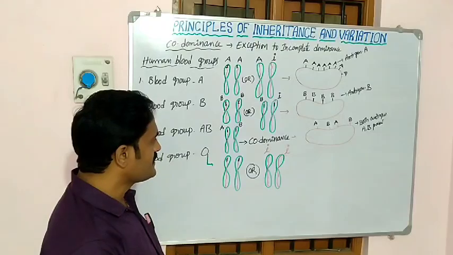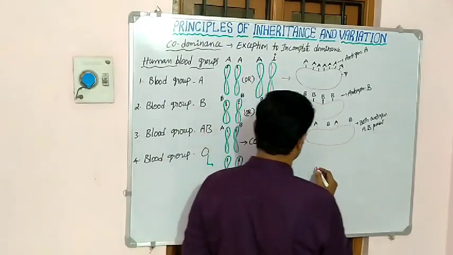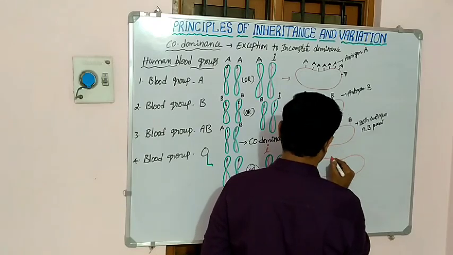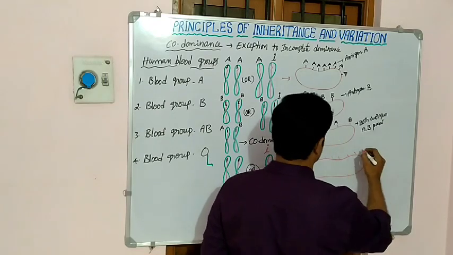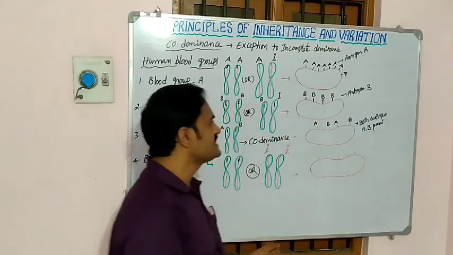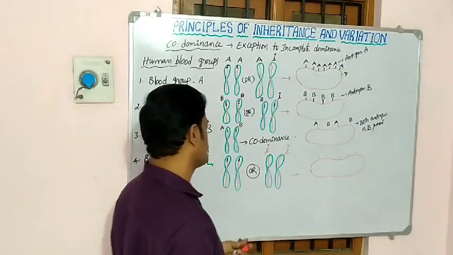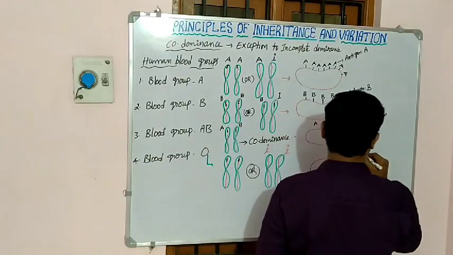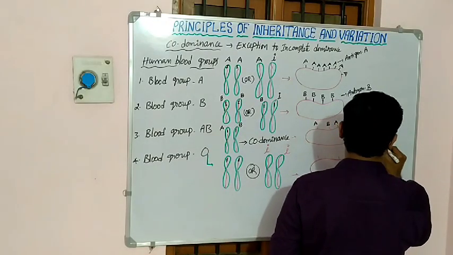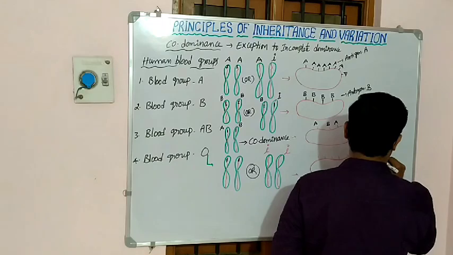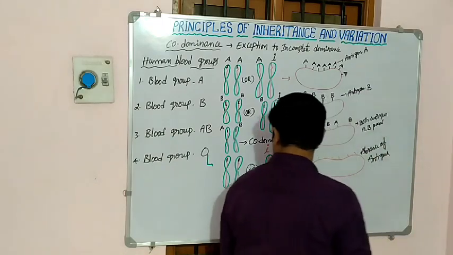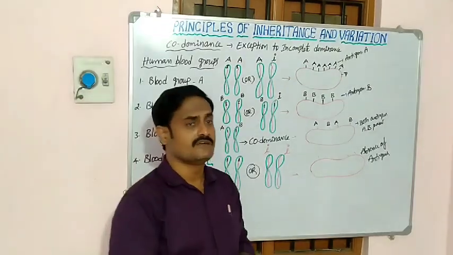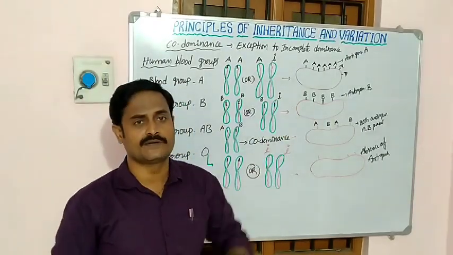So when we observe the RBC cell, see, here also proteins are present, and there is an absence of antigens here. Absence of antigens. Okay, see, this is about the codominance when we observe it in the human blood group.